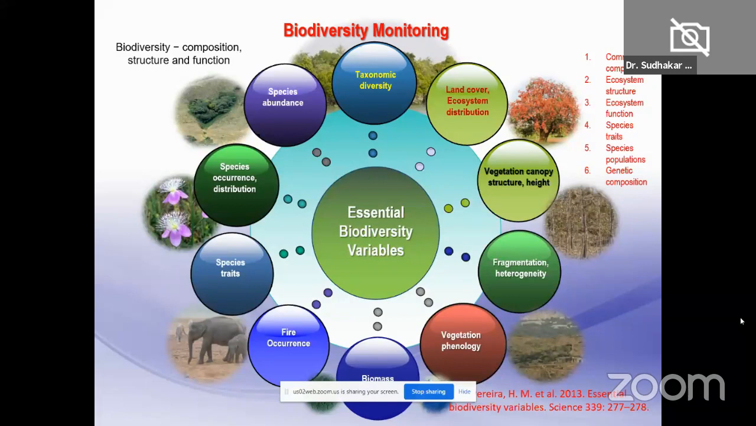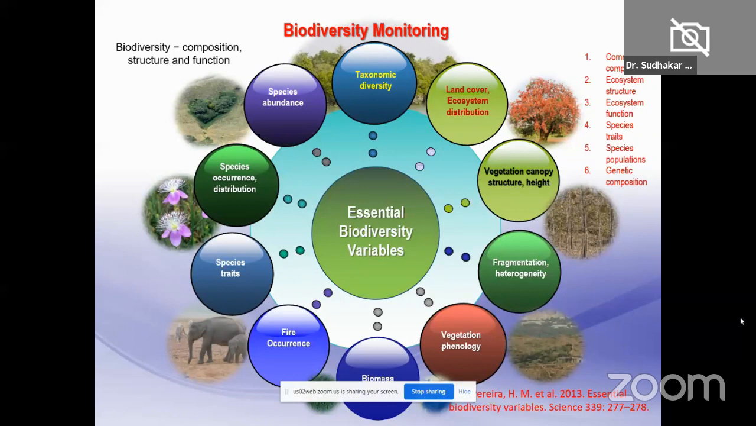So this novel concept of essential biodiversity variables says that when we are doing any study related to biodiversity, we have to consider the taxonomic diversity, from species level to family level, and phylogeny. We also need to study land cover, land cover change and distribution, vegetation canopy structure and height, habitat fragmentation and its variation, phenology, changing patterns of biomass, and disturbances like forest fires. And the specific characteristics like plant functional types and plant functional traits, species occurrence and distribution information, and species abundance information like the population status.